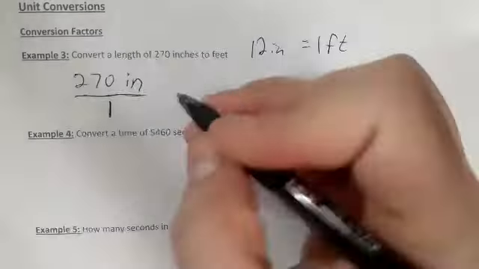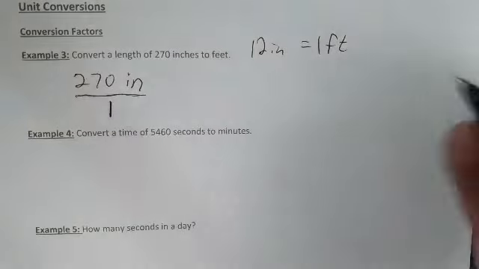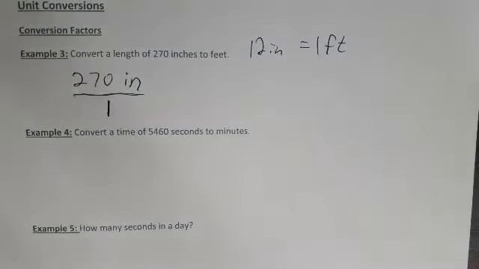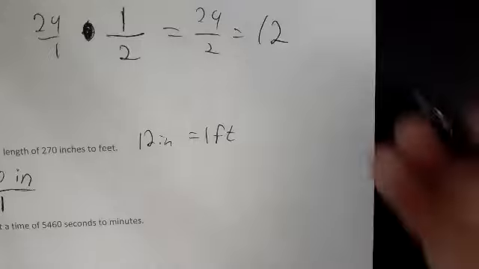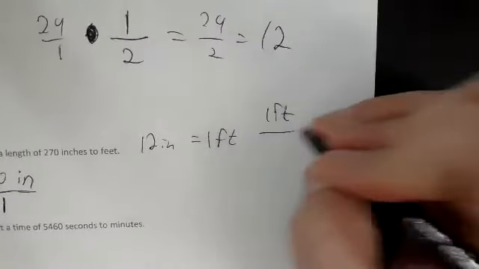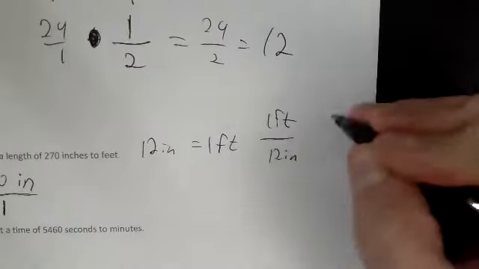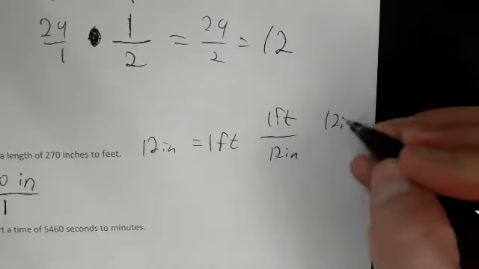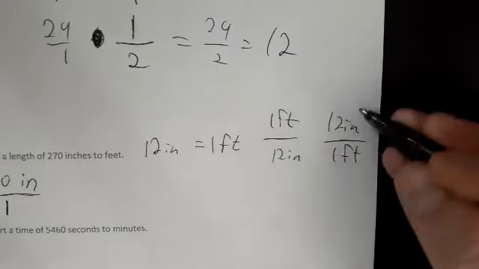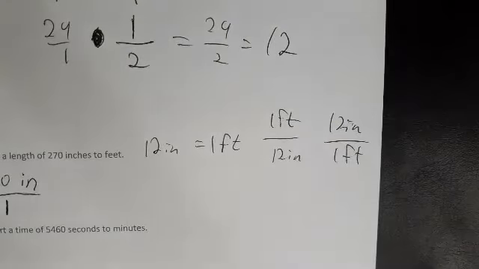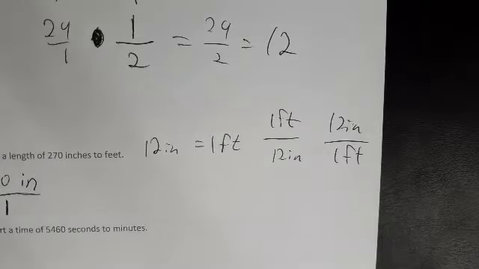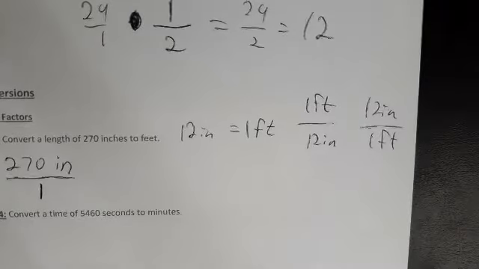And I want to multiply this by a big fancy 1. So what I'm thinking, and maybe I should write it over here, is it's either going to look like this, 1 foot to 12 inches, or 12 inches to 1 foot. This is the same thing over itself. So if I multiply by that, I'm not changing this thing. I'm changing the way the fraction looks, but it's just an equivalent fraction sort of thing. We're just multiplying by 1.